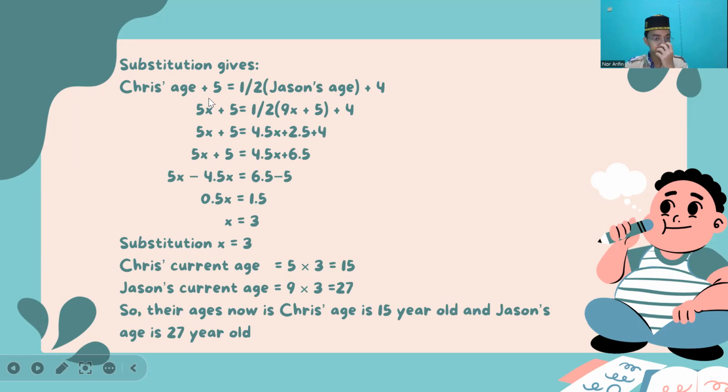Substitution gives Chris' age plus 5 is 1/2 of (Jason's age) plus 4. So we have X is 3, and by substitution, Chris' current age is 5 times 3, which is 15, and Jason's current age is 9 times 3, which is 27. So now Chris is 15 years old, and Jason is 27 years old.